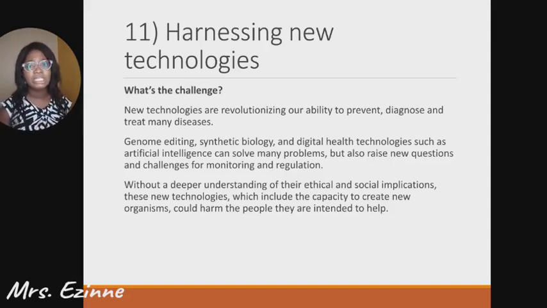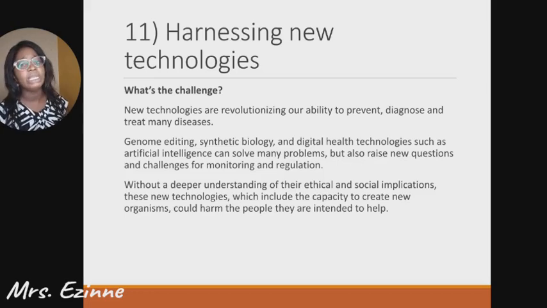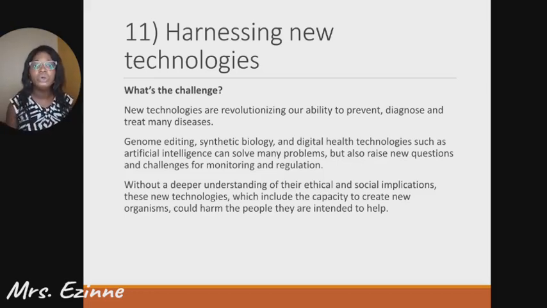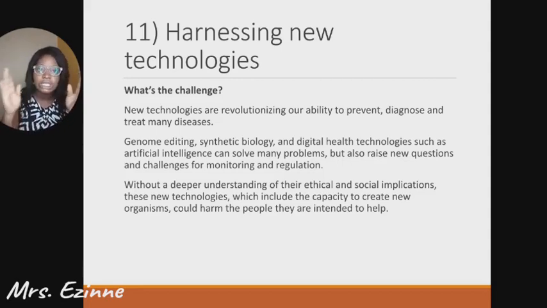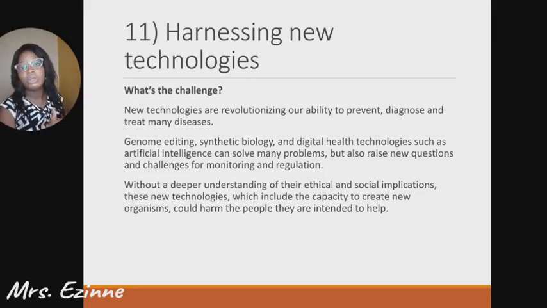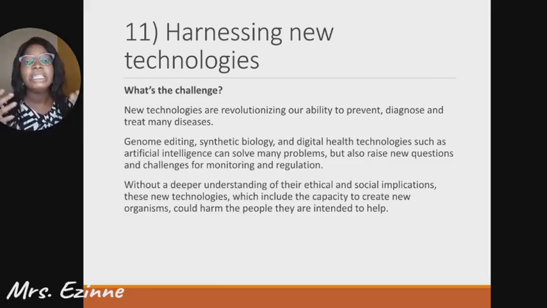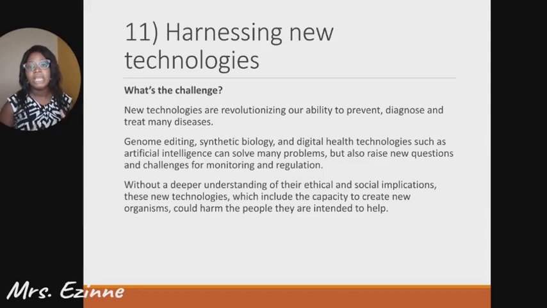Without a deeper understanding of their ethical and social implications, these new technologies, which include the capacity to create new organisms, could harm the people they are intended to help. Okay, so it's still a new area that we are looking into, and we have to be sure before we use these things that they are not going to harm people, especially when you are trying to help them.